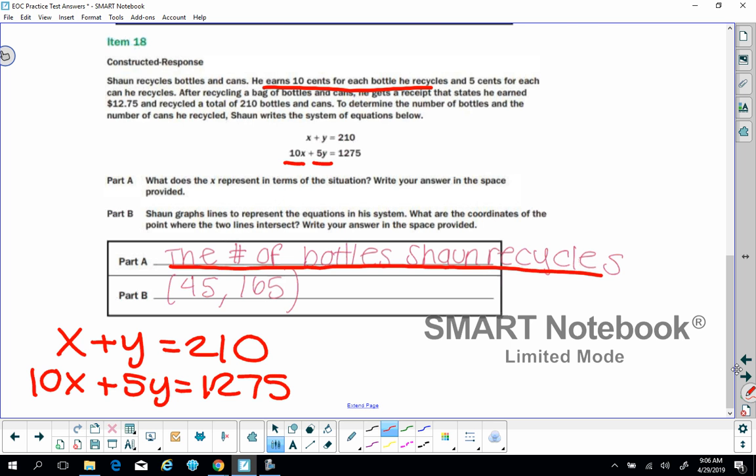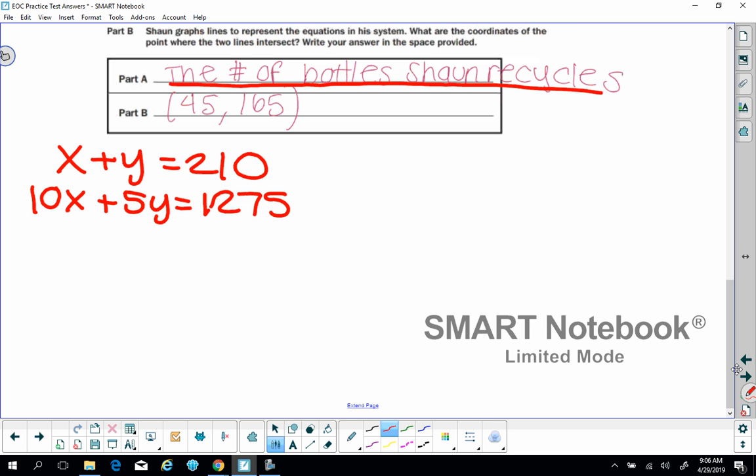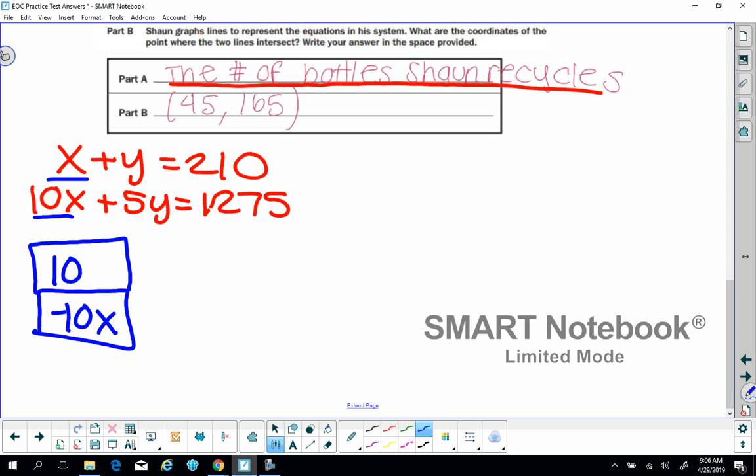So first I figure out, okay, what do I want to play around with, the x's or the y's? I'm going to play with the x's. So if the bottom one is -10x, I need to have them be the same number, opposite signs. That means I need the top one to be +10x. Actually, I lied. This one will be +10 because it's already +10. I don't need to do anything to it, which means this one should be negative.